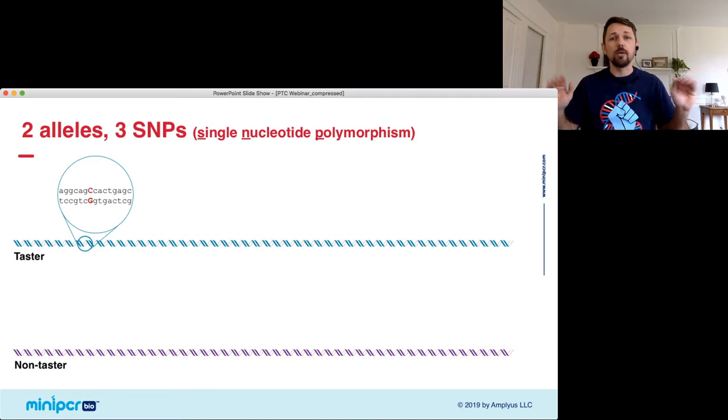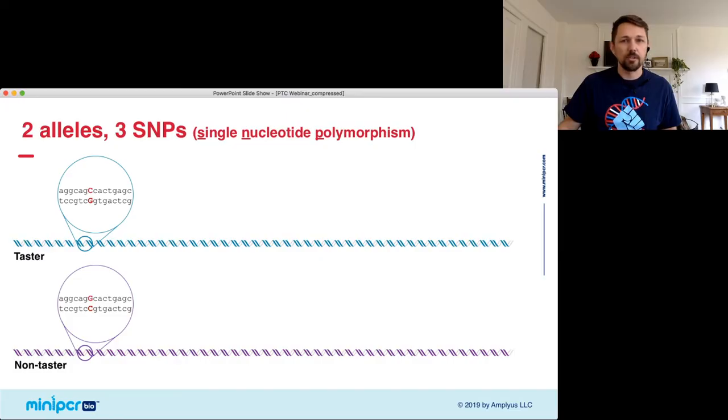Oh, I should step back real quick. This gene is 1,002 base pairs long. There's no introns. It's an incredibly simple genetic structure. So 1,002 base pairs. At base pair 145, on the taster version of the allele, there's a C. On the non-taster allele, there's a G. And I'm looking at the coding strand there.